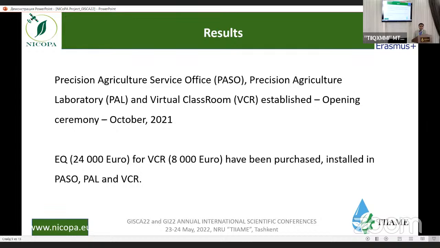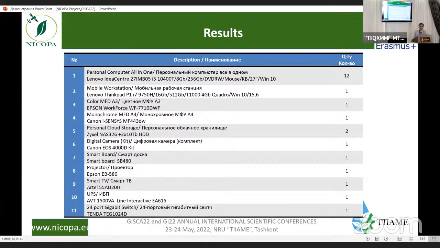Next. As you can see, this is what kind of equipment we have purchased for those centers and parts of laboratories. I would say that such virtual classrooms and precision agricultural laboratories are established not only at TIIAME, but also at the other Uzbek, Kazakh, and Turkmen partner universities. Next.